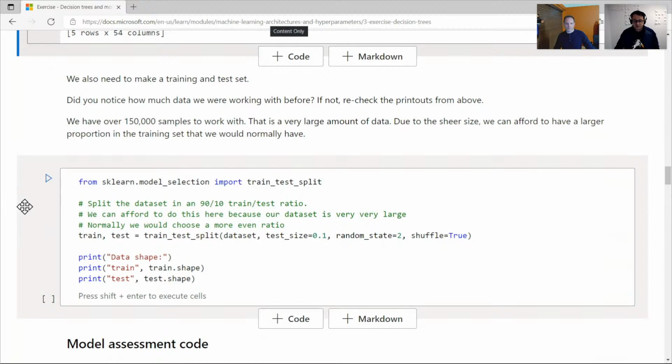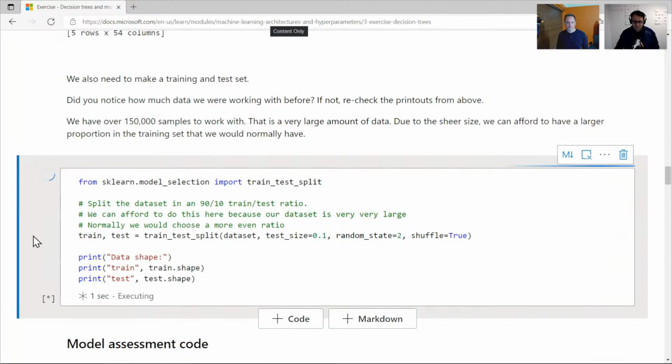Right. So the next step we're going to do is split the data. We've got roughly 150,000 records that we can play with, and normally we take something like 25% for the test data set or the validation set and 75% for training. But because we've got so much data here, we're just going to take 10% for the test size. That's what this next block of code is doing.